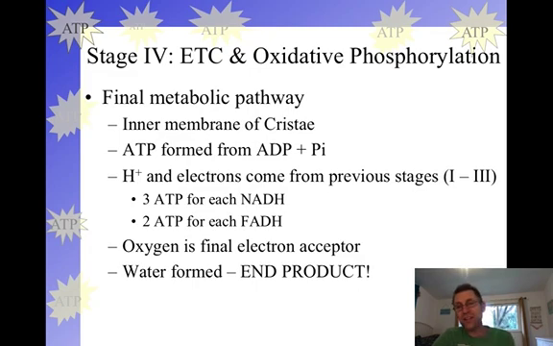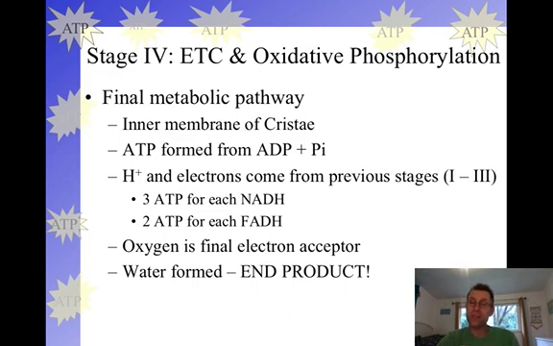Hydrogen ions and electrons come from previous stages, and that is in the form of NADH and FADH, right? So I keep mentioning them, and I keep being careful to always remember when to talk about them when they're formed. This is why: for each NADH molecule that makes its way to the electron transport chain, we get 3 ATP. For each FADH, we get 2.